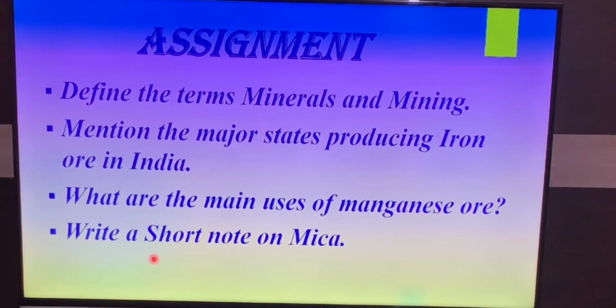Fourth question. Write a short note on mica. Mica is a non-metallic mineral. It is easily split into very thin sheets, which are transparent and heat resistant. So mica sheets are mainly used in the electrical industry, telephones, aeroplanes, automobiles and wireless communications. They are mainly found in Andhra Pradesh and Rajasthan.